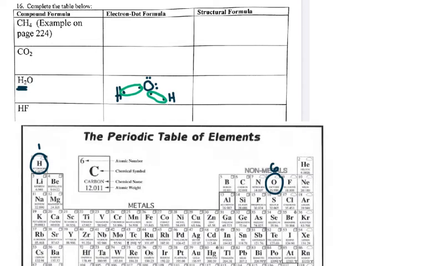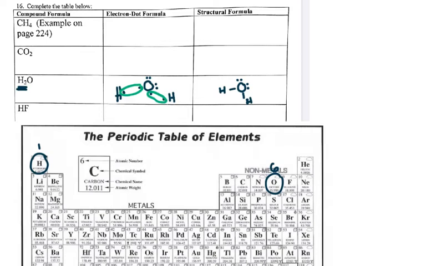So this is the electron dot formula. When I draw the structural formula, I'm going to put my oxygen here, and then I'm going to draw little lines to indicate the bond. Every line that you draw is 2 electrons.